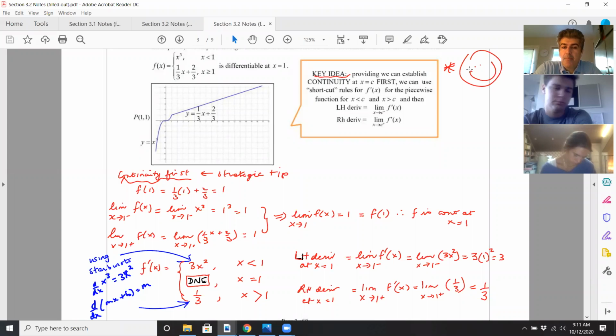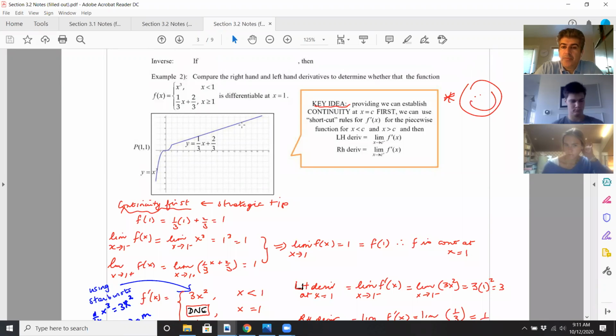And we're doing a recap of the video lesson that you guys had over the weekend for homework number 11. I'm recapping pages 3, 4, and 5 of the section 3.2 notes. So here's example 2. In example 2, you're asked to determine if this piecewise function is differentiable at x equals 1.